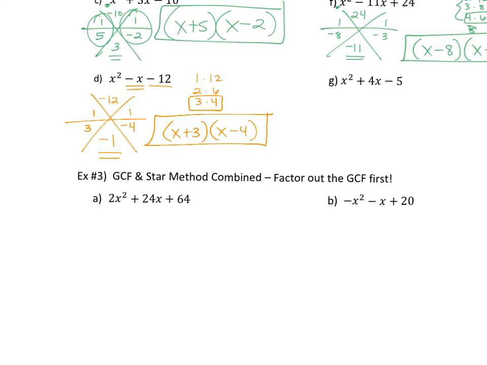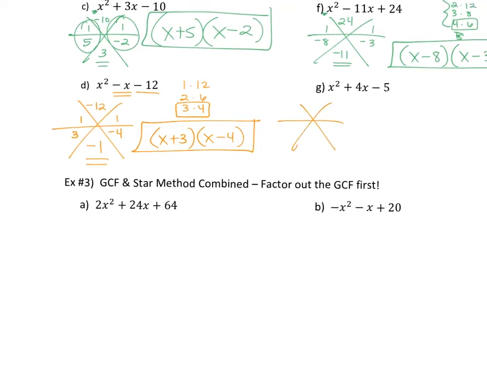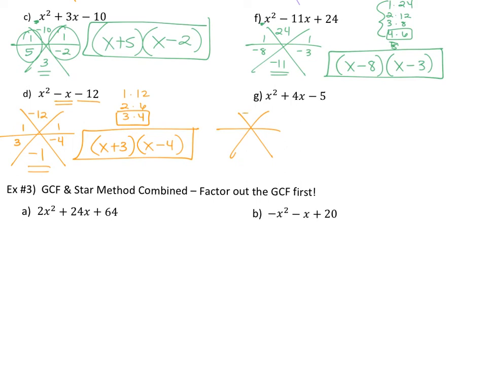Okay, last one of these. What can I multiply to get a negative 5? My A's are still 1, that I can add to get 4. Well, if I do a positive 5 and a negative 1, I will get negative 5 here and 4 here. So this is going to be x plus 5 and x minus 1.